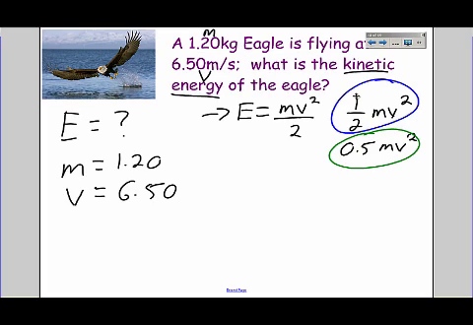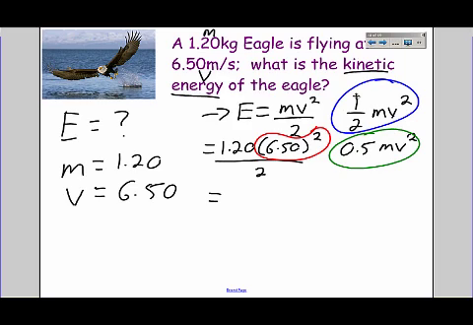So we have our mass, we have our velocity, we have to substitute in what we have. So 1.20 times 6.50 squared divided by 2. Now, when you are doing these equations, the very important thing here is that you need to do your squaring first. Okay, this is the part that you have to do first. Okay, if you remember from math, BEDMAS: brackets, exponents, division, multiplication, addition, subtraction.